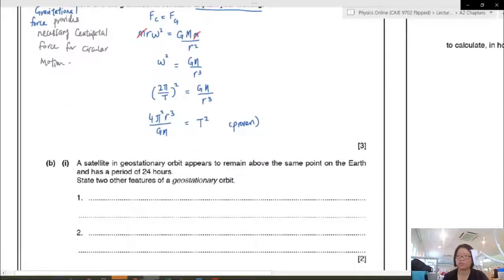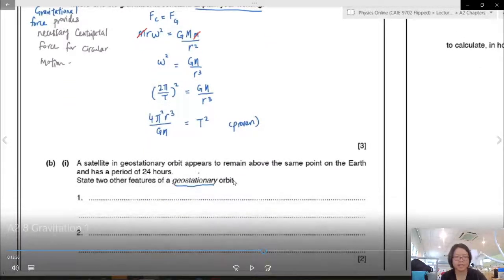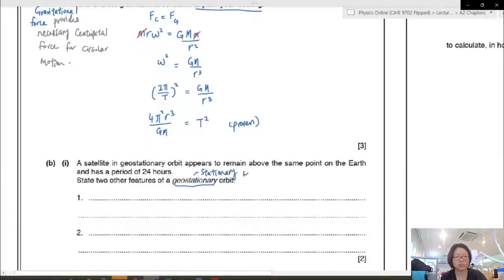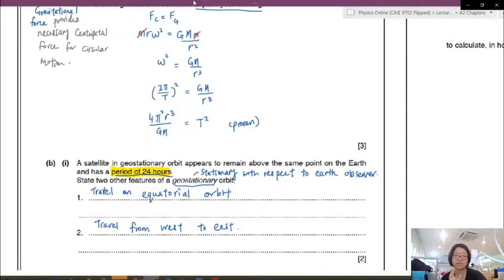A satellite in geostationary orbit appears to remain above the same point and has a period of 24 hours. State two other features of a geostationary orbit. When it comes to geostationary orbit, we are talking about something that is stationary with respect to the Earth observer. Geostationary, stationary to ground. So number one, it must travel on an equatorial orbit. Number two, it has to travel from east to west, because the Earth is rotating.